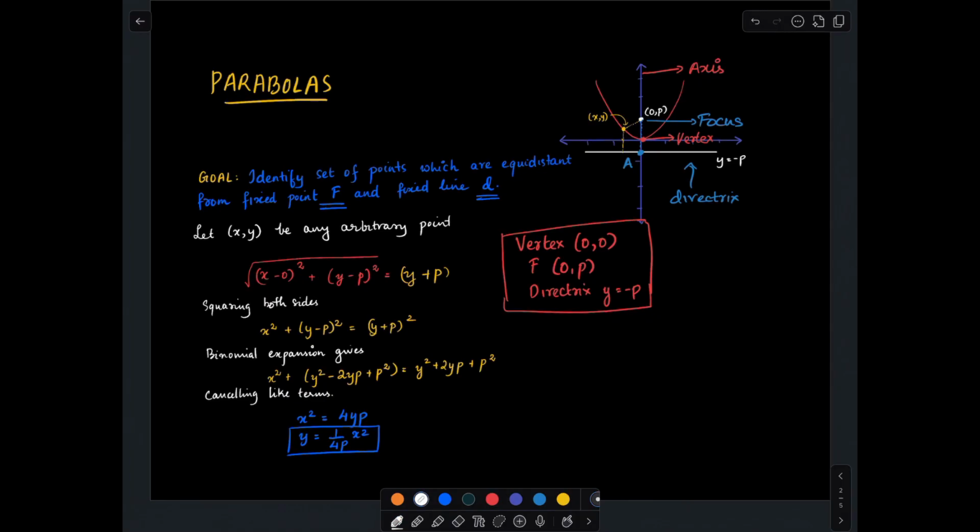Now, equating the two and also taking the square of both sides of the equation, we get x squared plus (y minus p) squared equals (y plus p) squared. Simplifying this algebraic equation by canceling out the like terms, we get y equals 1 by 4p times x squared. This can be written in general form as y equals a x squared.